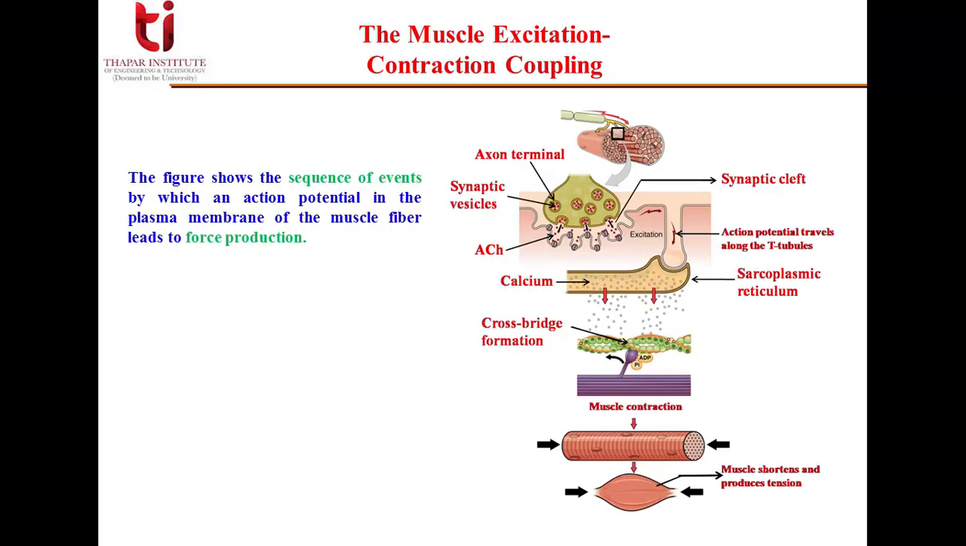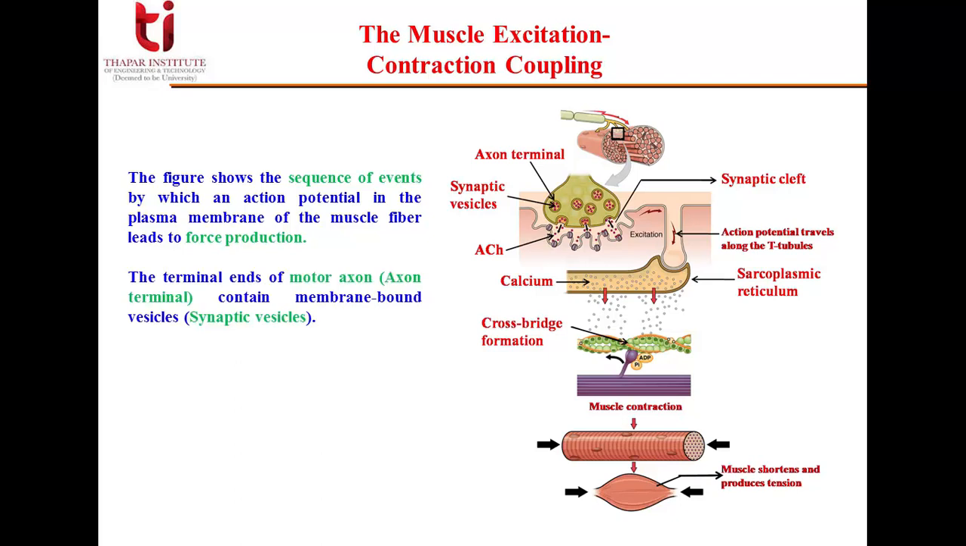The figure shows the sequence of events by which an action potential in the plasma membrane of the muscle fiber leads to force production. The terminal ends of the motor axon, that is known as axon terminal, contain membrane bound vesicles. Those are synaptic vesicles. These vesicles contain the chemical transmitter which is known as acetylcholine, and commonly we are calling it as ACh. Both are capital and then small letter h.